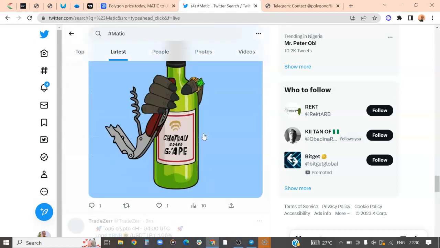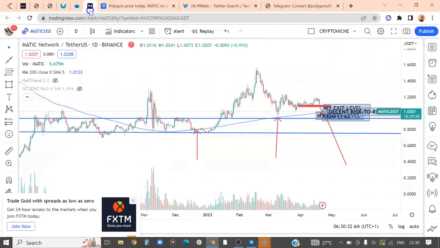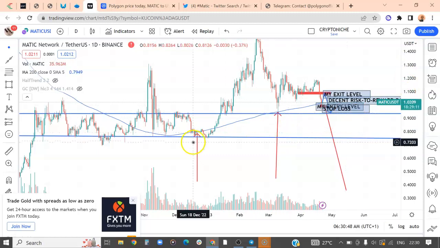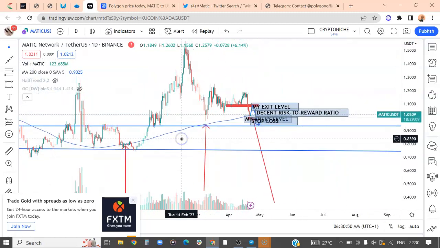Okay, let me check. There is nothing here, there is no fundamental that could invalidate our analysis. So this is still on point, and I'm still standing by this analysis and price prediction. Those are the possible entry levels for investors, for scalpers, day traders, and also possible entry levels for you guys.